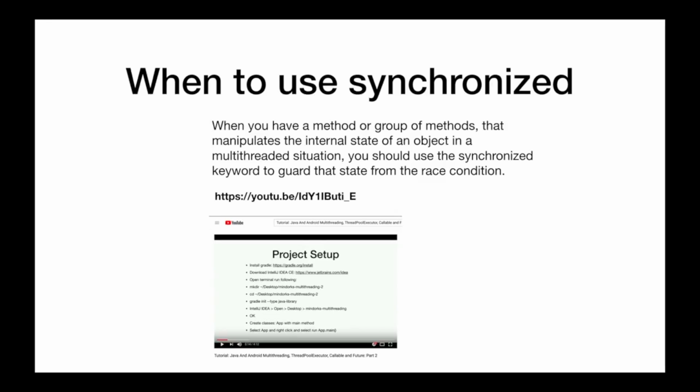Now the question is when to use synchronization. The rule of thumb is when you have a method or group of methods that manipulates the internal state of an object in a multi-threaded situation, you should use the synchronized keyword to guard that state from the race condition. Now in part 2, we will try to understand how synchronization helps us resolve some of the programming problems and see them in action.